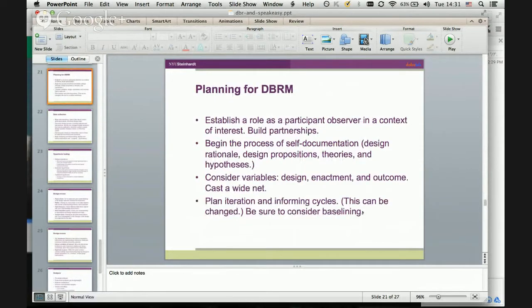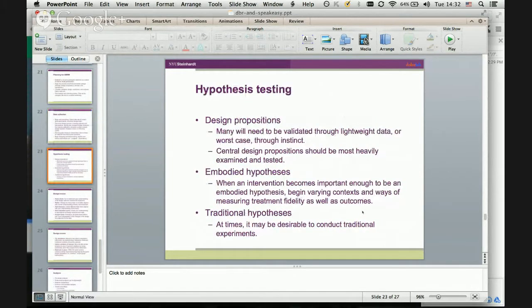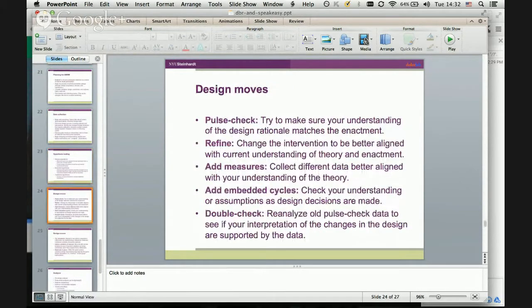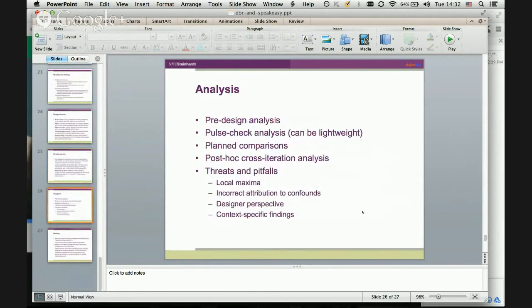Things to do at the planning stage, including what kinds of prep work you may need to do in terms of partnering with a context, what you need to think about in terms of data collection, both in casting a wide net and in targeted data collection, how you test hypotheses, both traditional ones and embodied hypotheses, and some of the design moves that you can take as you're trying to keep the research study on course, including things like doing pulse checks, embedded cycles, shifting to additional context, inducing variables of interest from old data, replicating in place. These are some of the design moves that can be taken at the analysis phase.